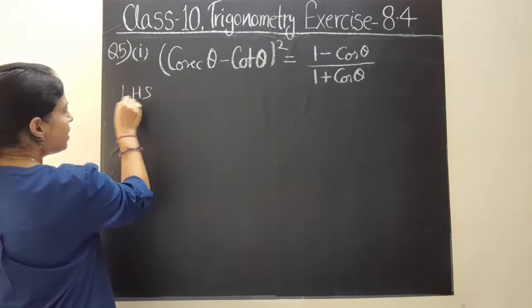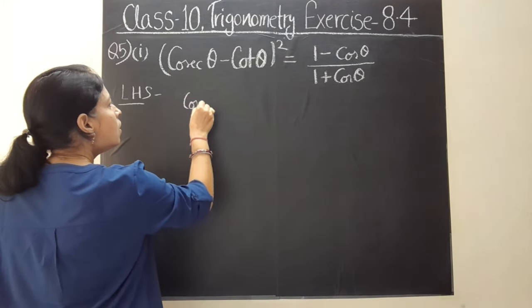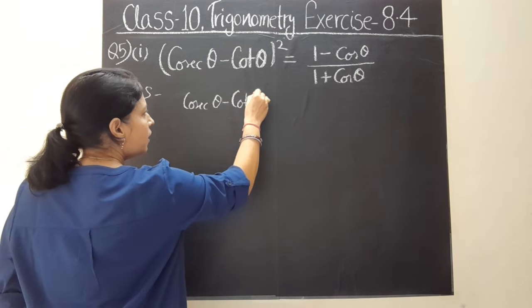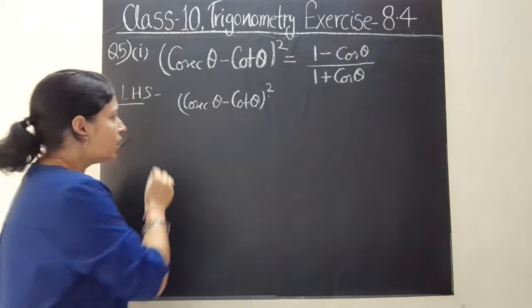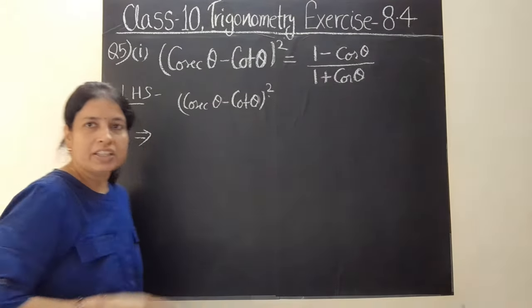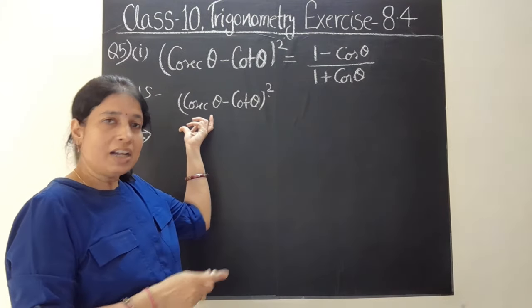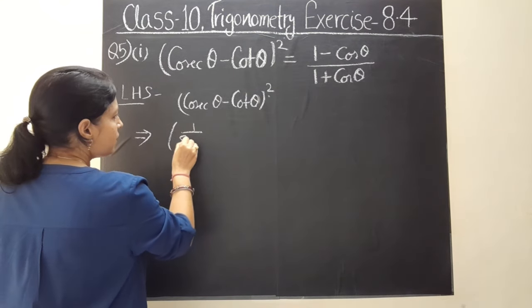So write here LHS. LHS is given as (cosec theta minus cot theta) whole square. This is our LHS. You know that cosec theta is equal to 1 by sin theta. So in place of cosec theta, write 1 by sin theta.